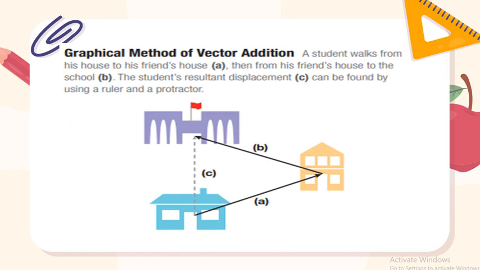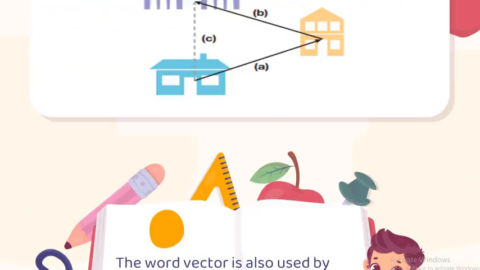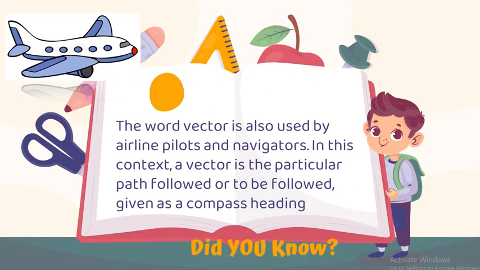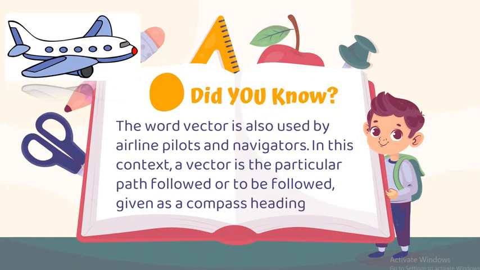Let's suppose a student walks from his house to his friend's house. The student's resultant displacement can be found by using a ruler and a protractor. The word vector is also used by airplane pilots and navigators. In this context, a vector is the particular path which is followed or to be followed, given as a compass heading.